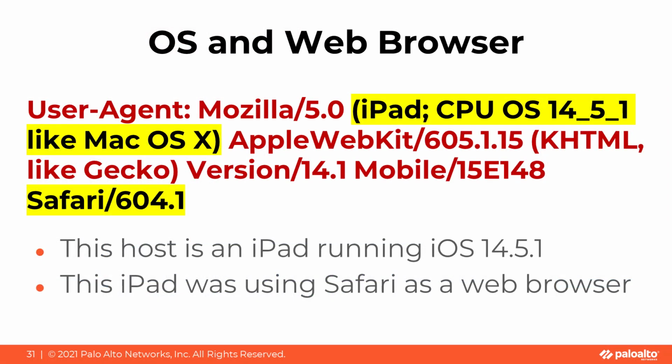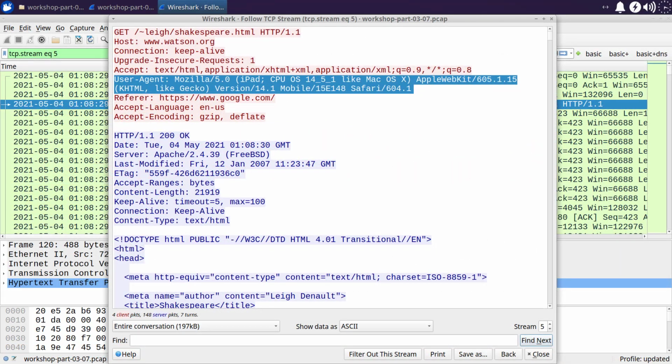The user agent string is nearly identical to our previous example with traffic from an iPhone. Instead of iPhone, we see iPad. And again, I used Safari as the web browser when I generated this traffic. We are now done with examples of mobile devices as we move on to our 8th PCAP.